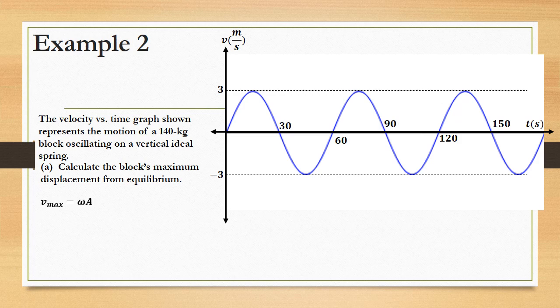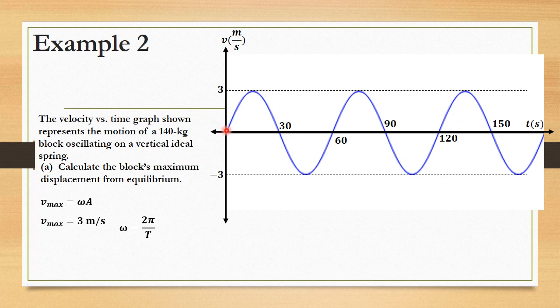So, do we have an expression for Vmax? Well, of course we do. It's Vmax equals omega A, and we want A. So we have to find omega first. Vmax is 3 meters per second, so let's find omega. That is 2 pi over T, and I'm going to say it every time, I promise: 2 pi over T is the same thing as 2 pi times frequency, since 1 over T is frequency. Anyway, I'm going to use 2 pi over T because it's very easy to find the period.